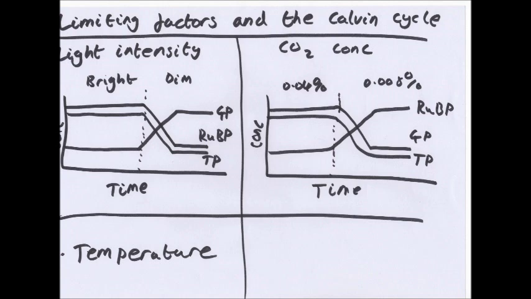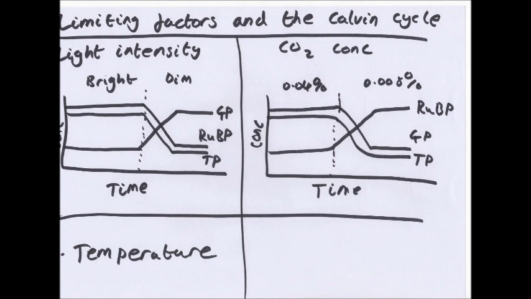Whenever I get a question like this, just try and think, what is actually happening in the change from bright to dim light? Now, light, what does that affect? It affects the light-dependent stage. Now, that's why I asked the question earlier. Do you need light for the light-independent stage to occur? Yes, because in the light-dependent stage, ATP and NADPH are produced, and they are used in the light-independent stage. So yes, without light, the light-independent stage couldn't occur because you wouldn't have ATP and NADPH.